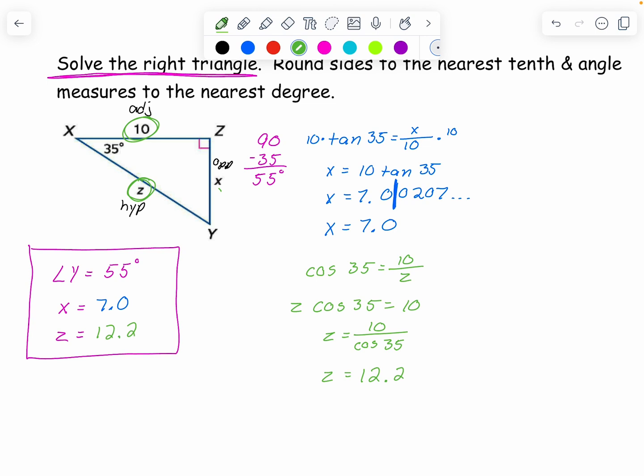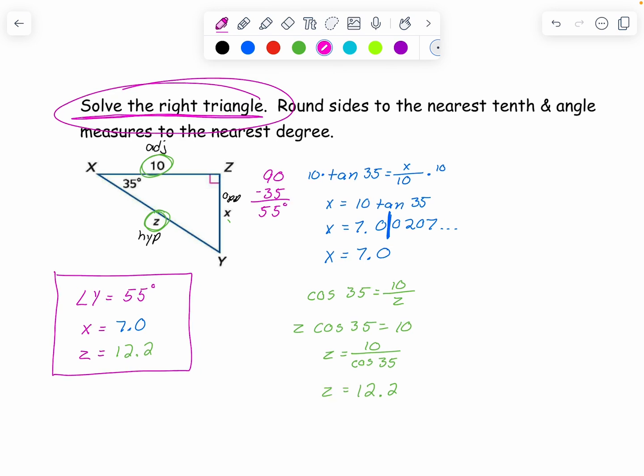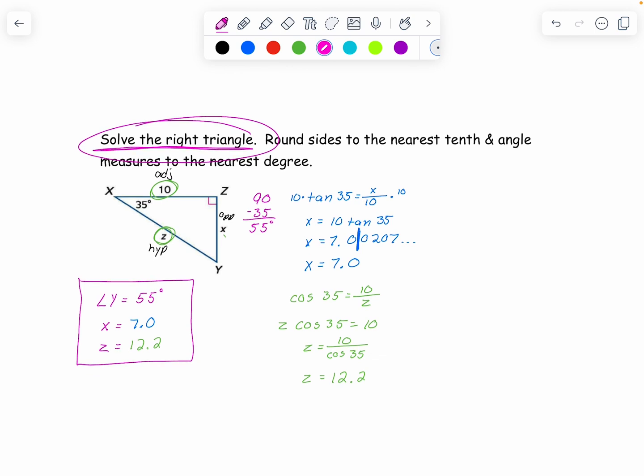And I don't have a unit of measure on this one, so I'm good to go, and that's it. So make sure you read your questions carefully. Does it tell you to solve the triangle, meaning find everything that you don't know, or is it just asking you for one specific piece, one side or one angle? But for the most part, the process is the same for all of them. It's just how much do you need to do.